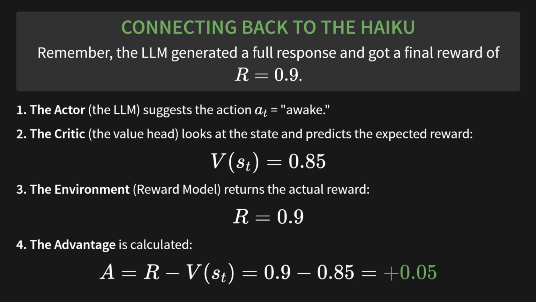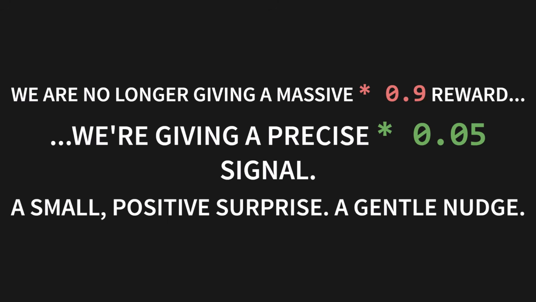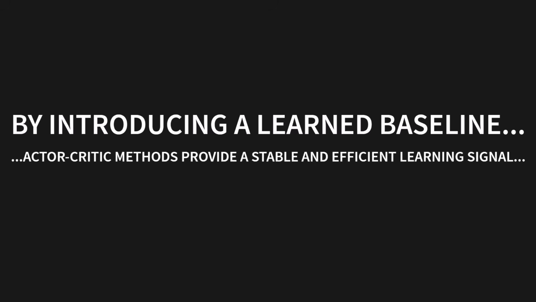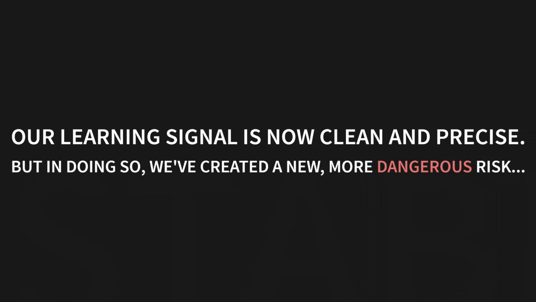Do you see the difference? We are no longer giving a massive times 0.9 reward, a huge, noisy signal. We're giving a precise times 0.05 signal, a small, positive surprise, a gentle nudge in the right direction. By introducing a learned baseline, actor-critic methods provide a stable and efficient learning signal, finally solving the high-variance problem of REINFORCE.